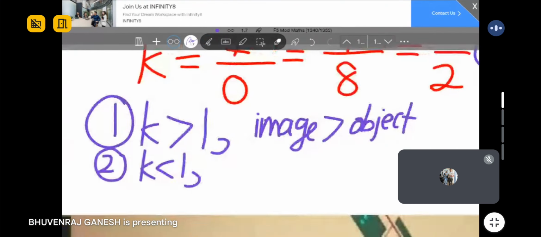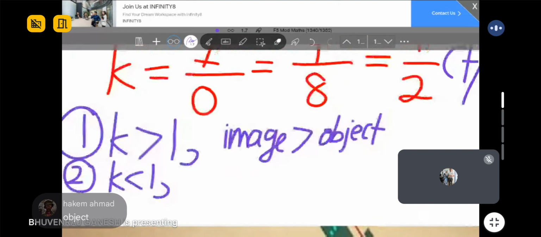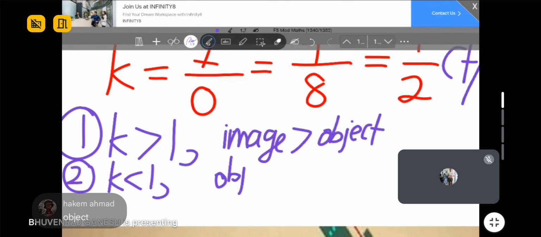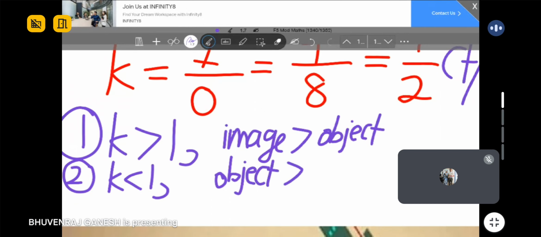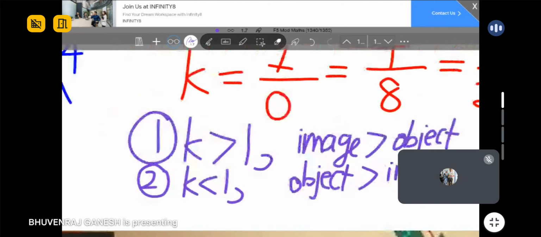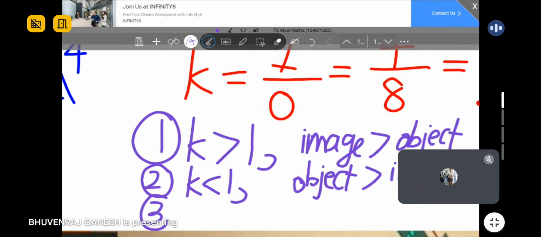Which one is bigger? Object or image? Now it is reversed. Yeah, so object. Object greater than image. Okay, third situation, jarang berlaku, very rare.